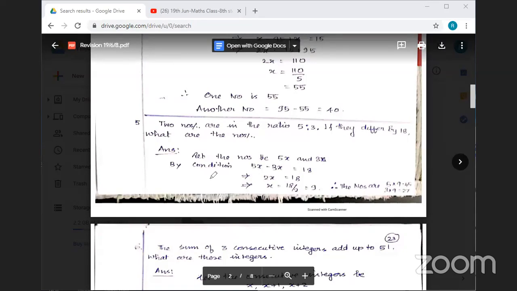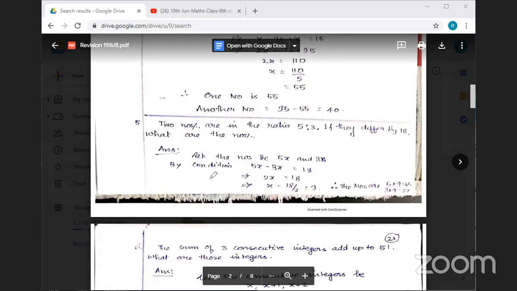Now, the difference is 18. Therefore, 5x minus 3x is equal to how much? 2x is equal to 18. Therefore, x is equal to 18 by 2, which is 9. X is equal to 9, we got it. But 9 is not the answer.